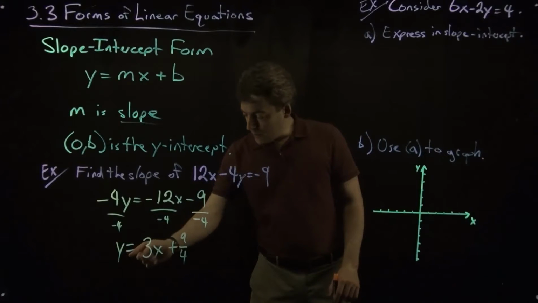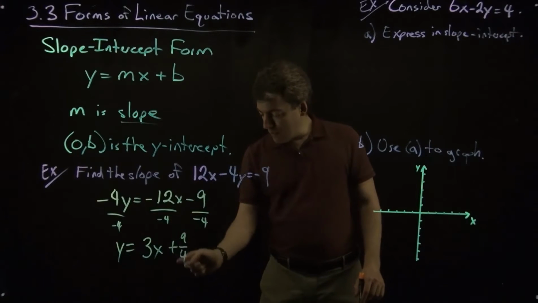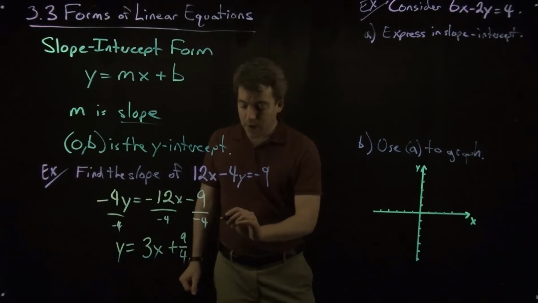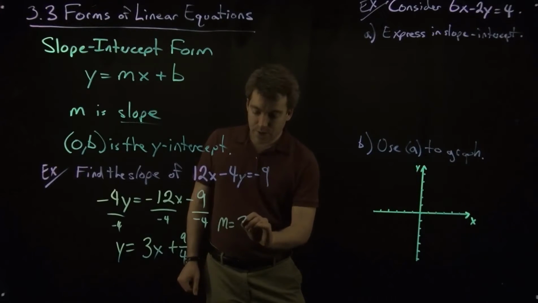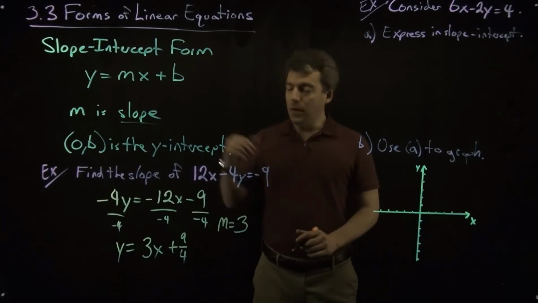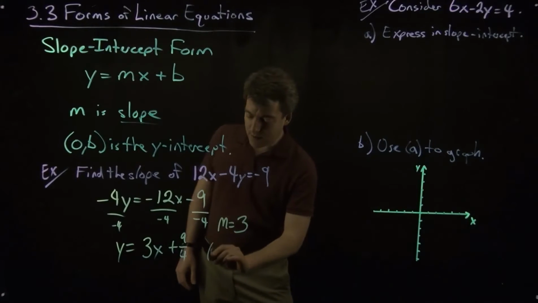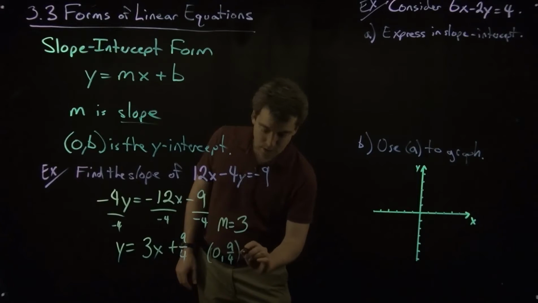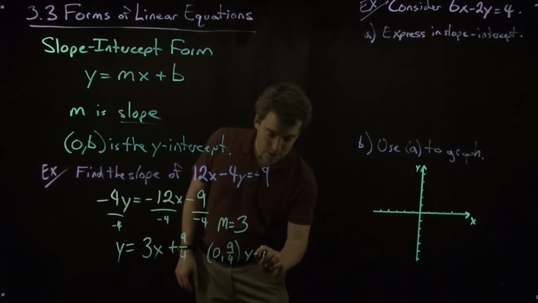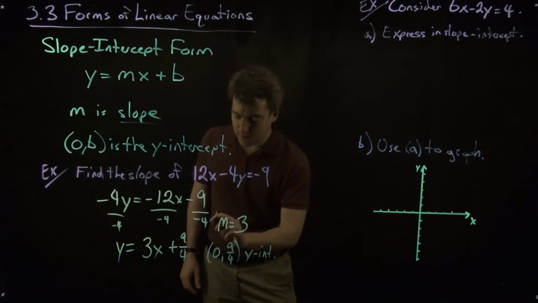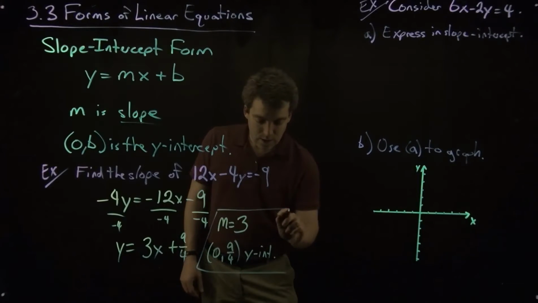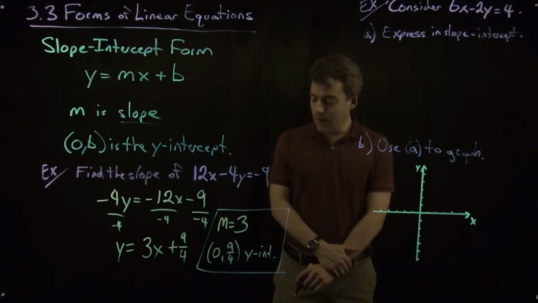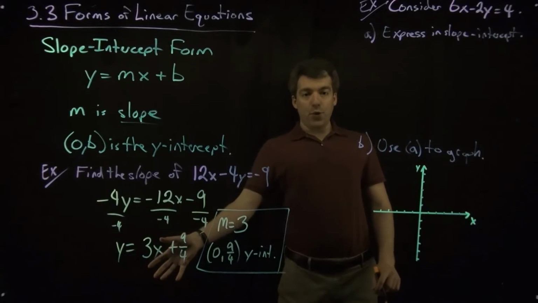So y equals mx plus b, and now we can read off the information. The slope, the m, is 3. And if we wanted the y-intercept, we could also say that. It's going to be (0, 9/4). So that tells us all about this line, 12x minus 4y equals negative 9. Pretty handy, no?